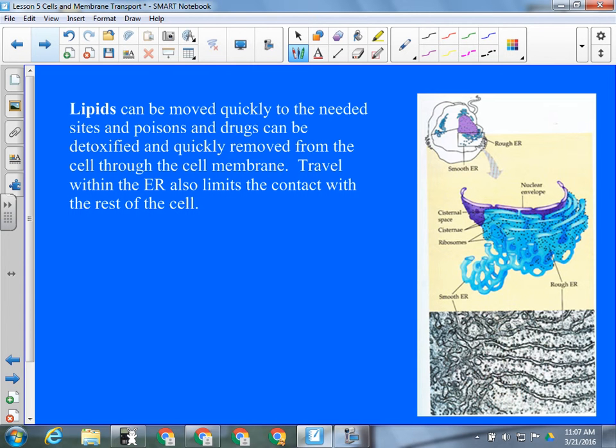Lipids that get produced in the smooth ER have to be moved quickly to essentially holes in the membrane. Their job is to repair the membrane. So there's lots of smooth ER running everywhere, always attached to the membrane in order to make repairs quickly. All those drugs and poisons and whatever else that you might have ingested get detoxified and can be sent to the membrane quickly as well. That's why you see so much of that stuff everywhere.